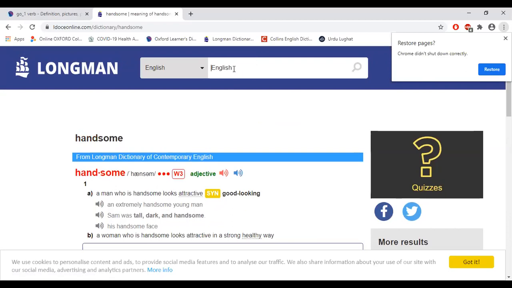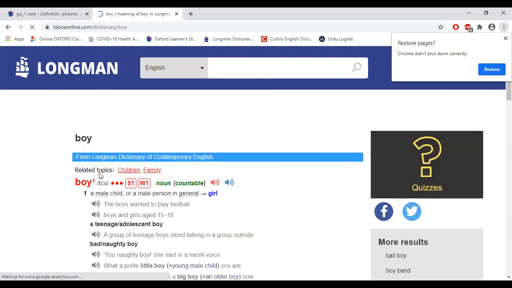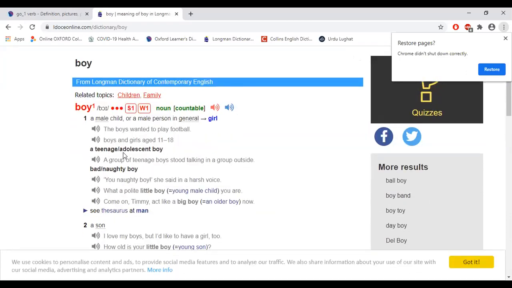Similarly, you can see other words like boy. If you see the collocation of boy, you can say a teenage boy, adolescent boy, bad boy, naughty boy. So these are the collocations.